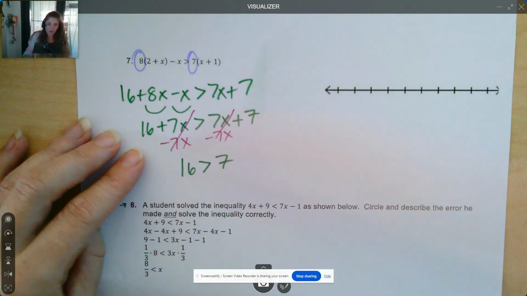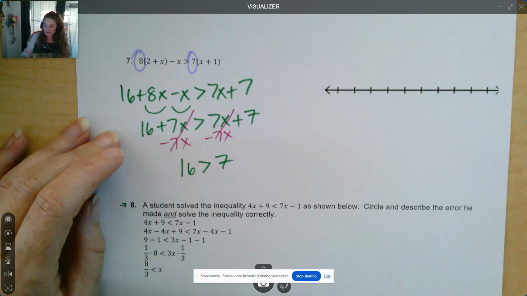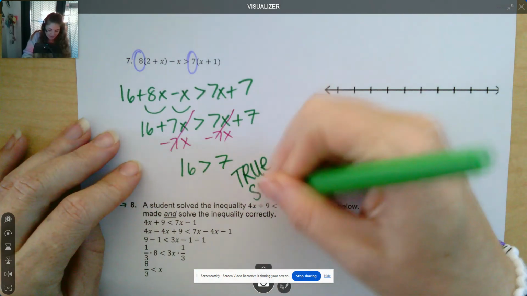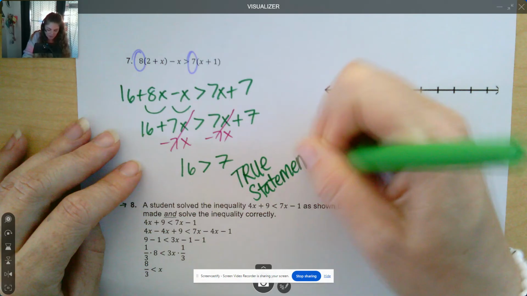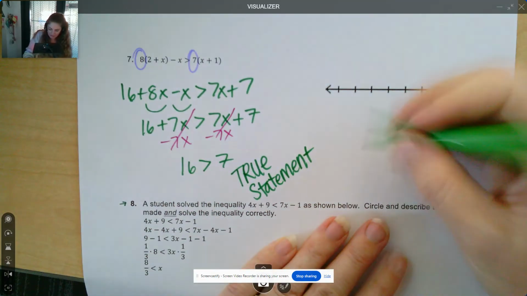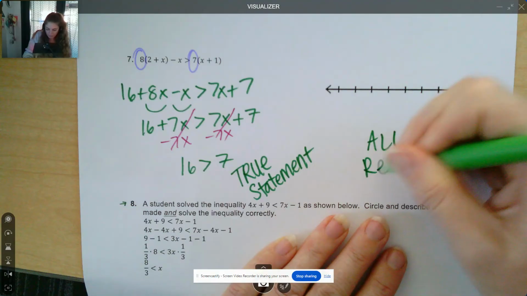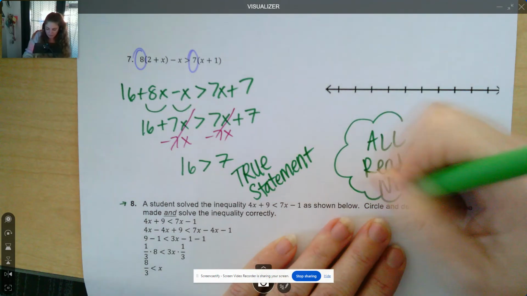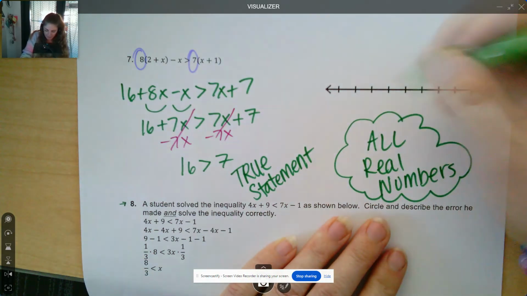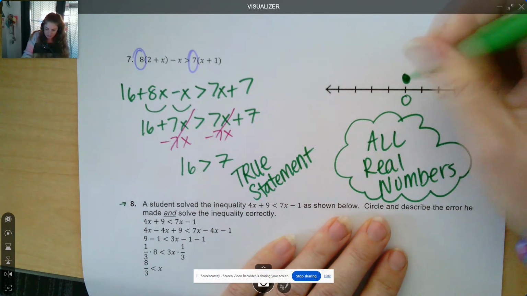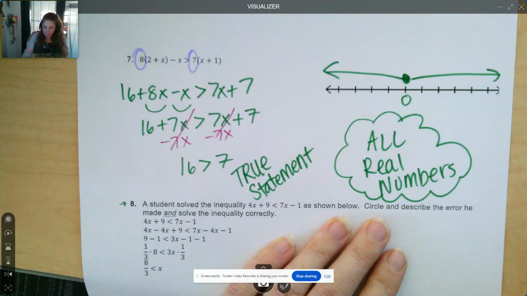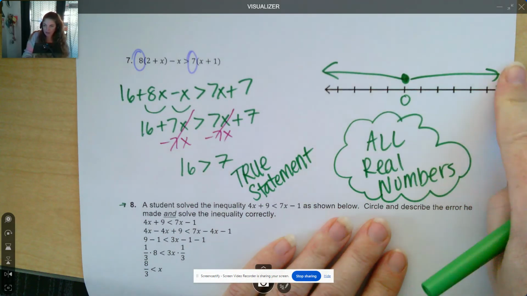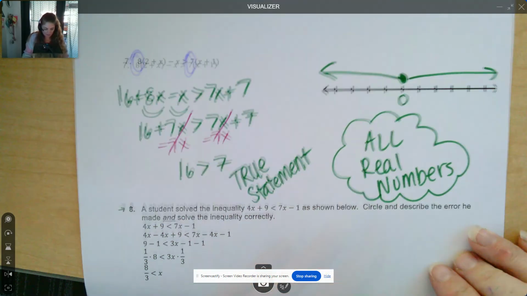And I have to ask myself, oh my gosh, my variables cancel out. Am I left with a true or a false statement? This is a true statement. That means any value that I substitute in for x is going to make the statement true, which means your answer is all real numbers. So what we can do to graph, we can show we include 0 and all numbers greater than or less than. We can also just not write anything on the number line and just have the graph going across.